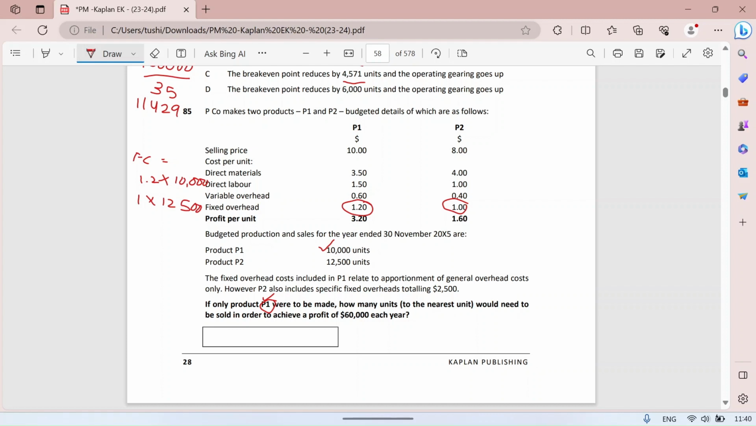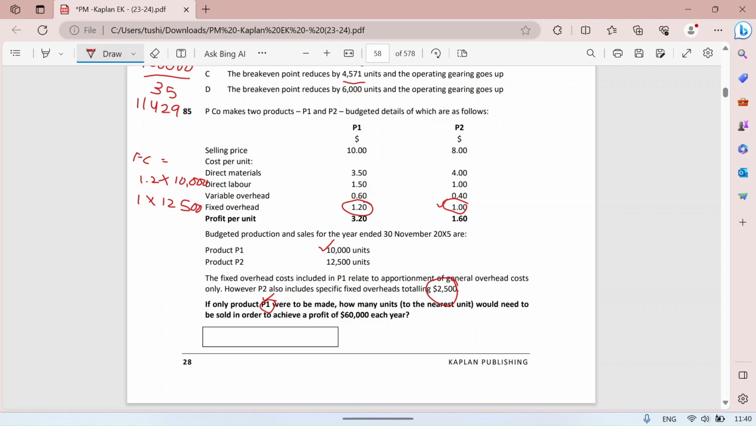Now, another thing is that it is mentioned, however, for P2, let's read the full sentence. Fixed overhead costs included in P1 relate to the general apportionment of overhead costs only. However, P2 also includes specific fixed overheads totaling to 2,500. So this means that this $1 that we are charging per unit of P2 is also including 2,500, which is only specific to P2.